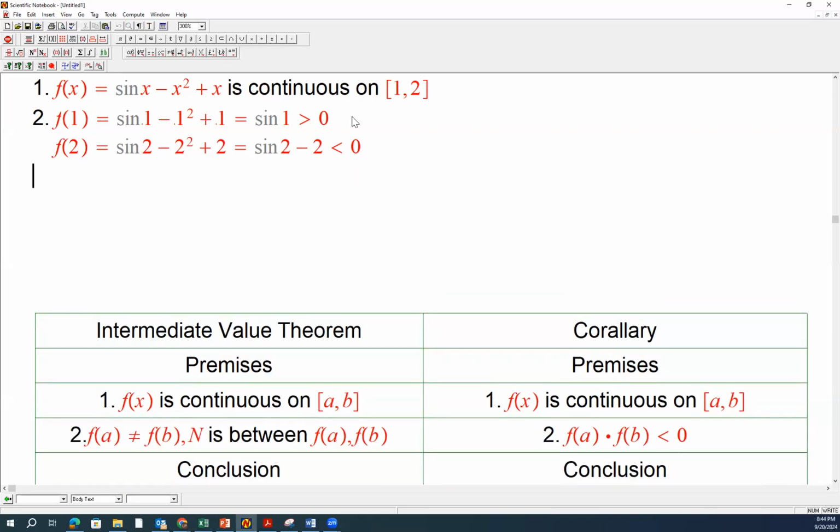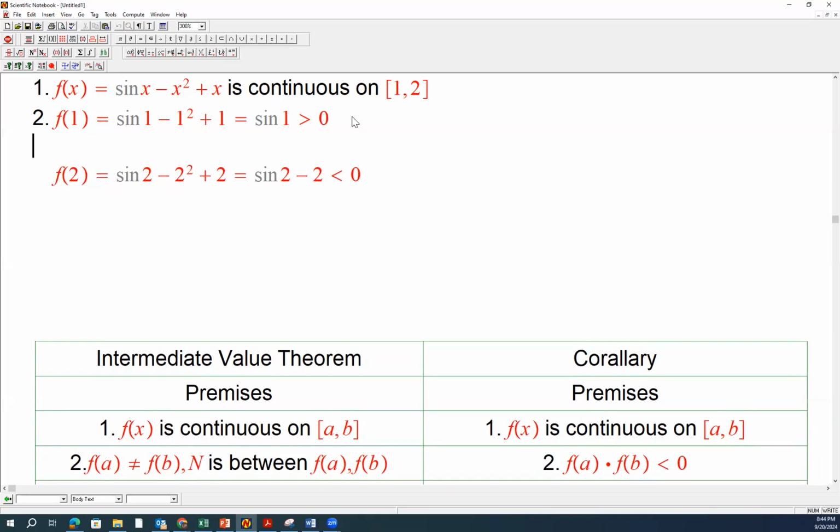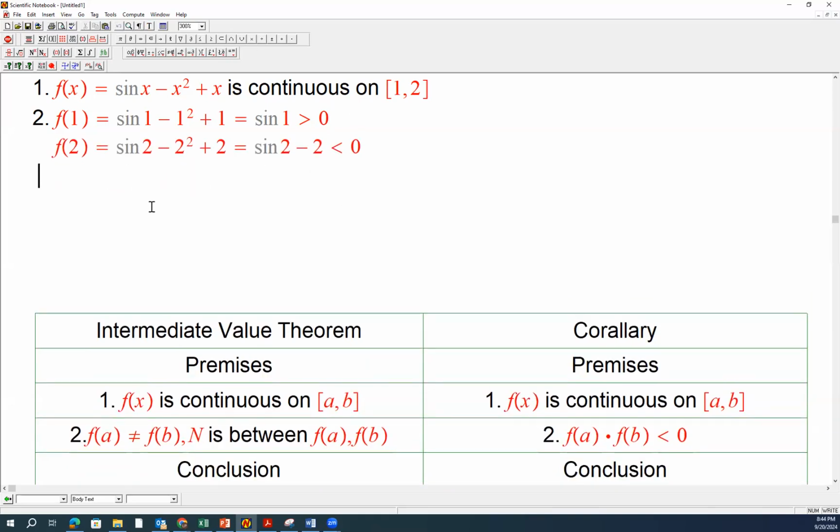Okay? So all we have demonstrated is that one is positive, one is negative. If you want to quote the intermediate value theorem, you can say let capital N be 0. You have f of a is larger than 0, f of b is smaller than 0, and n equals 0 is in between. Some of you like to explain, some of you like to do it this way.